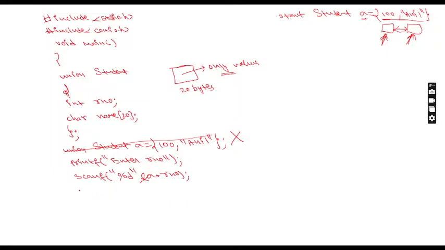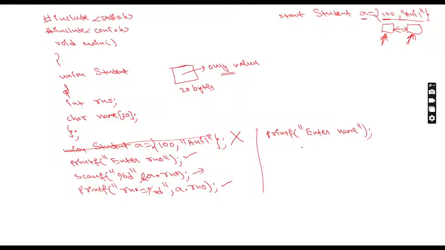After entering, we have to print immediately. So how to print the value? Roll number is equal to percent d, comma, A dot roll number. You ask the user with a message, the user enters, and you print the value. After this, you need to ask the user to enter the name also. Printf, enter name. By reading the message, the user will enter the name.